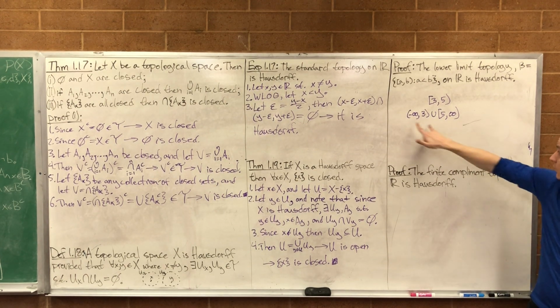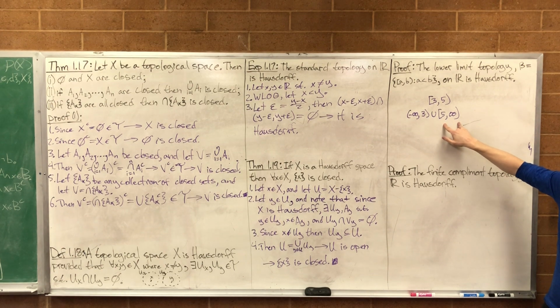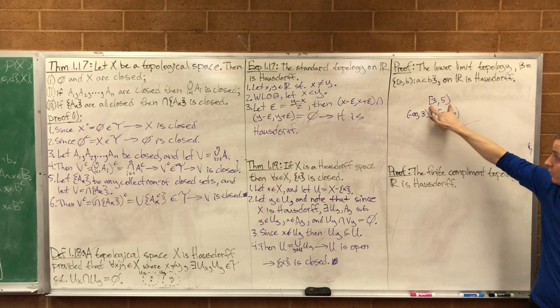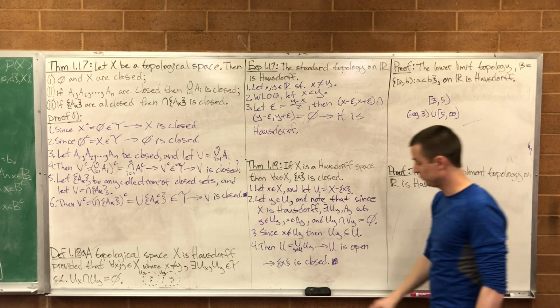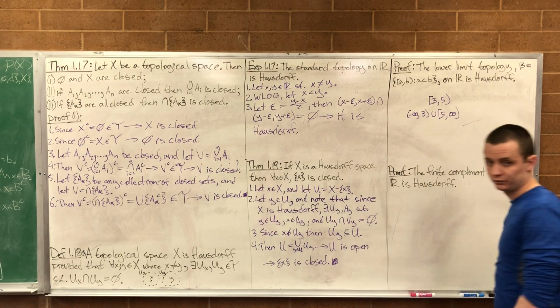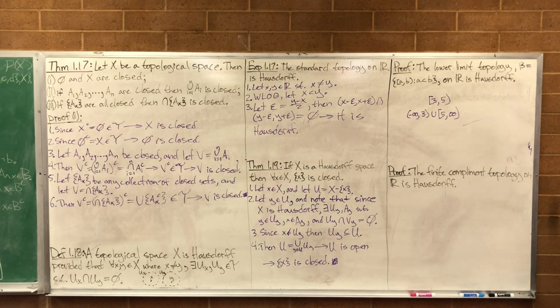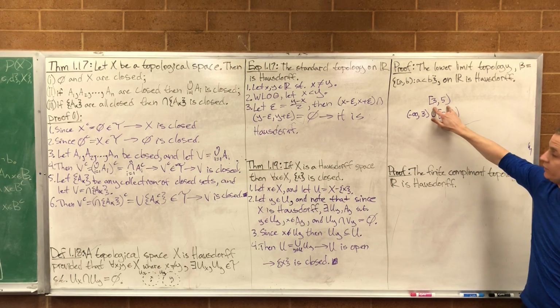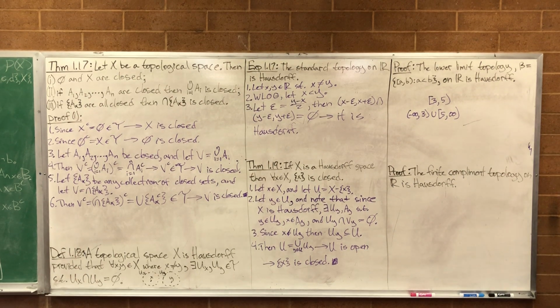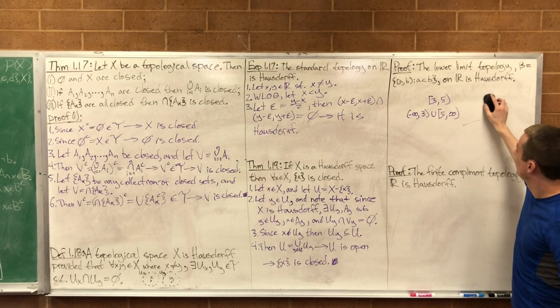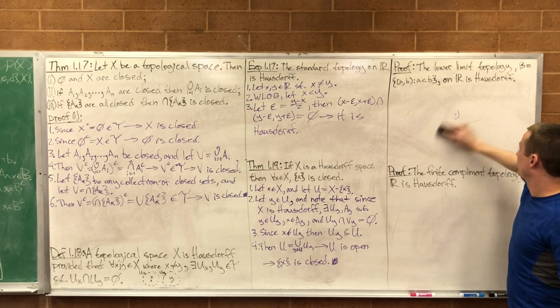This is open. This is open. So this is open. So this is closed. Okay? In the lower limit topology, any set that's open is also closed. How is negative infinity to 3 open? Could I create this from a union of these things? Yeah. Okay. All right, so that's the lower limit topology.